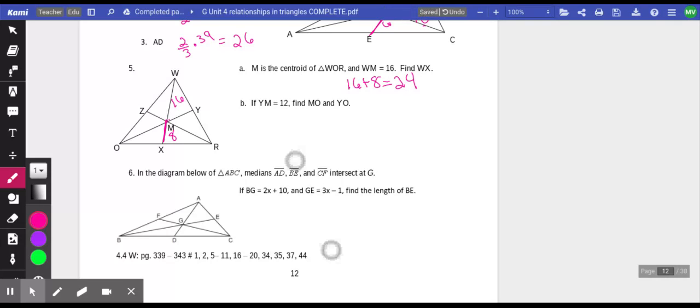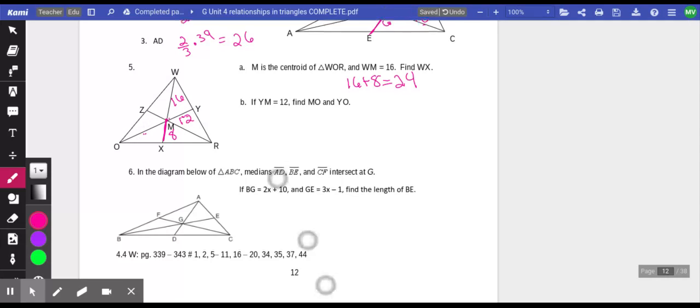YM is 12. And they want me to find MO and YO. Oops, I labeled the wrong part. YM is 12. So YM is the little part. So the little part is always half the big part. So that means MO is 24 because I did 12 times 2. And that means YO is 24 plus 12, which is 36.